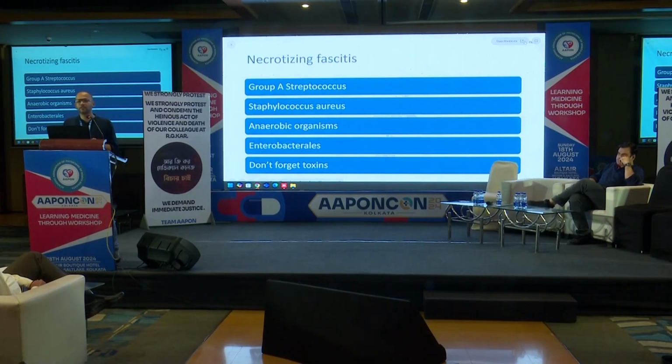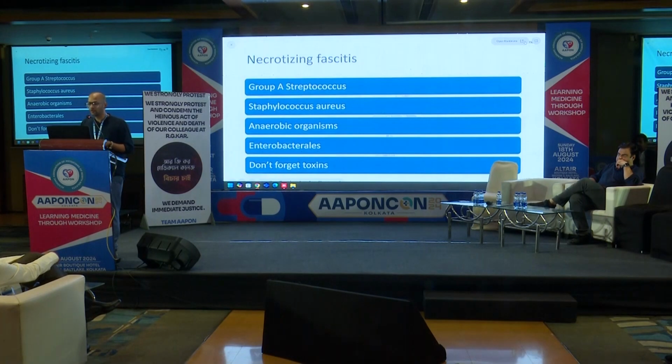If you want to use teicoplanin, then you have to add an antibiotic that has antitoxin coverage. So in that case, you can use meropenem, teicoplanin, and clindamycin. So these are again all critically ill patients. For a patient with cellulitis, you can just start with ceftriaxone. That is good enough. But if you have a patient with necrotic soft tissue infection, again, delay is going to result in loss of arm or leg wherever it is involved.